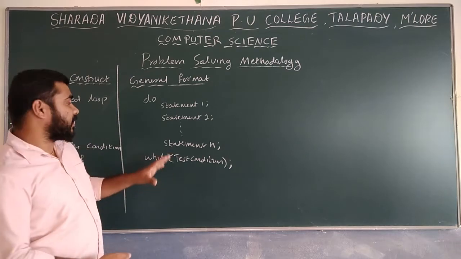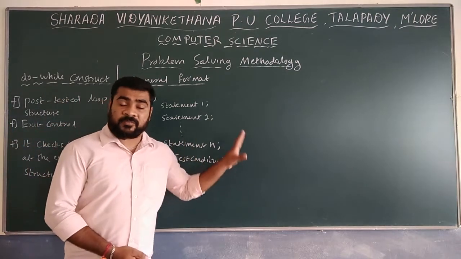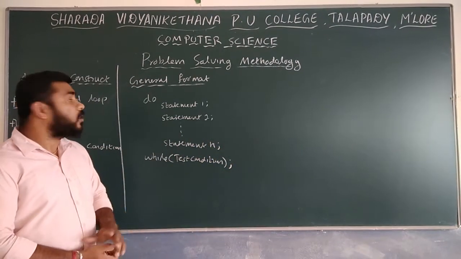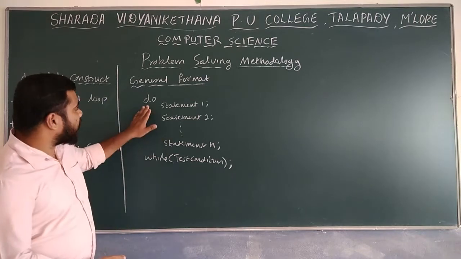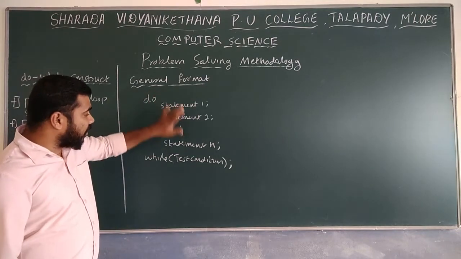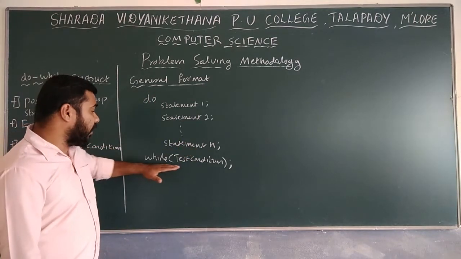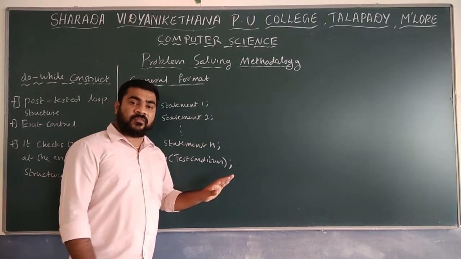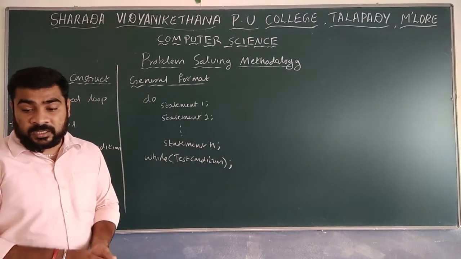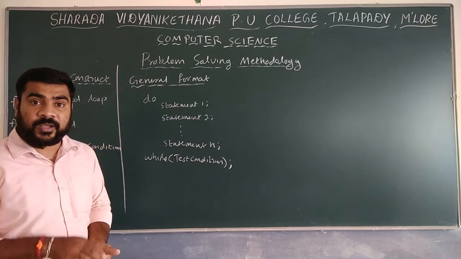I am not explaining based on the programming, I am just explaining based on the construct. So, in case of do while statement, first you have to write do, then statement 1 to statement n. After that, check the test condition. This is in case of do while statement.